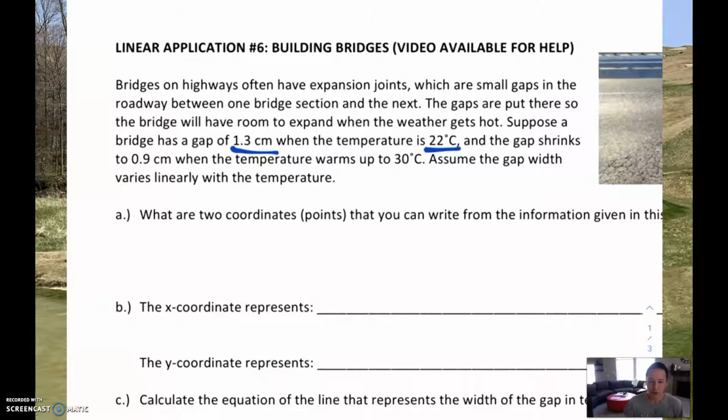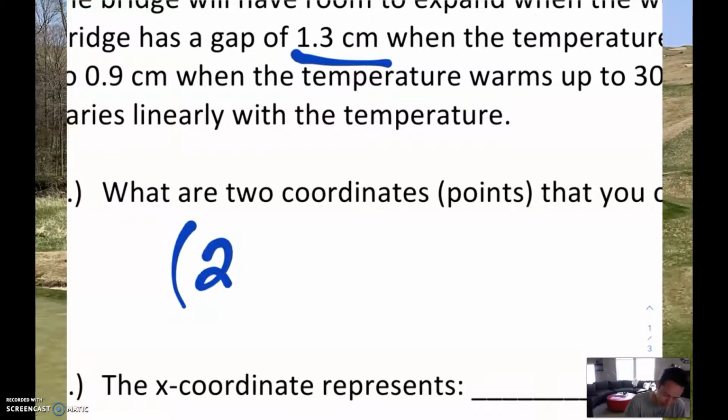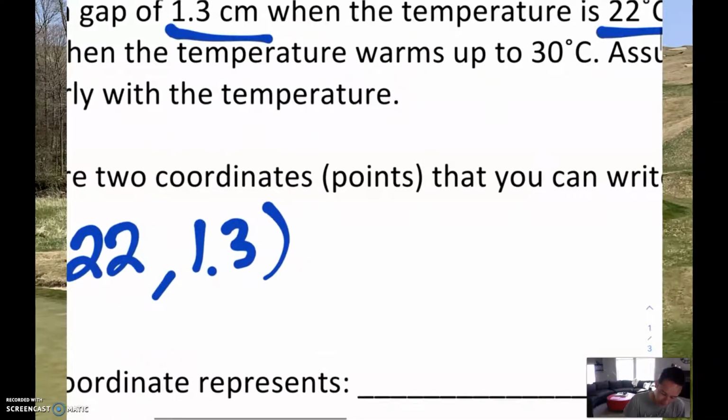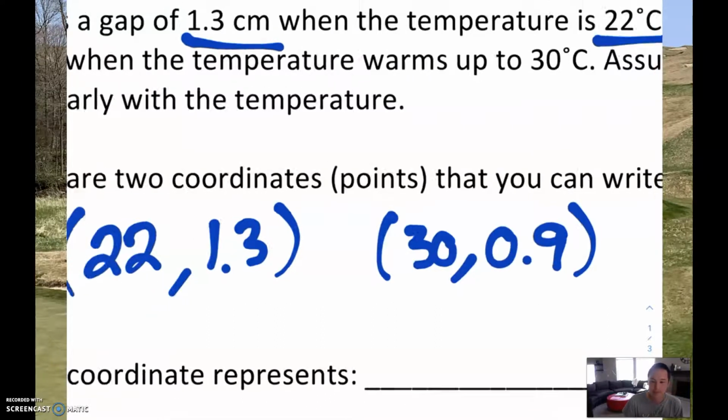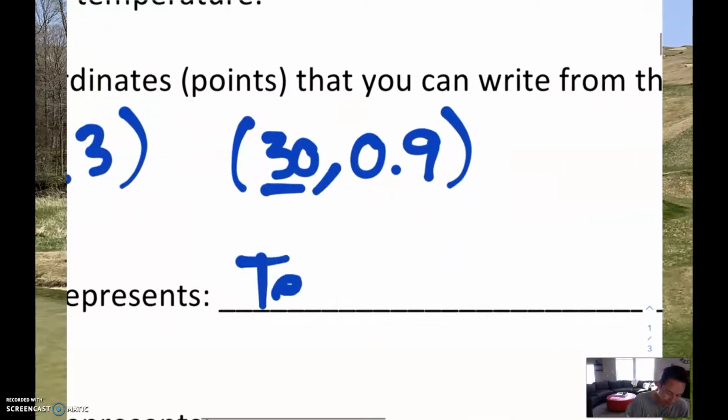We want to come up with two coordinates that we can write from this information. So we're going to write them kind of backwards. The temperature is what determines the size of the gap, so I'm going to put the temperature first. So this would be (22, 1.3). And for the second one, the temperature is 30 with a gap of 0.9. So the temperature is the x, and the y is going to be the gap, because the temperature determines the size of the gap. So the x coordinate, this 22 and this 30, is the temperature.